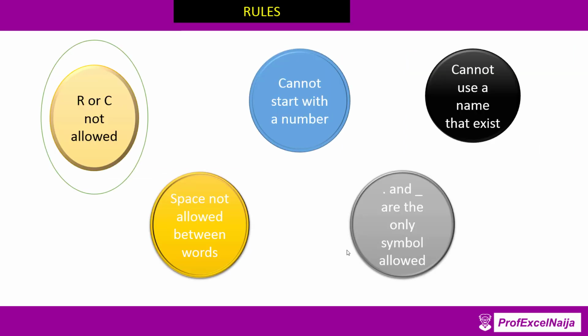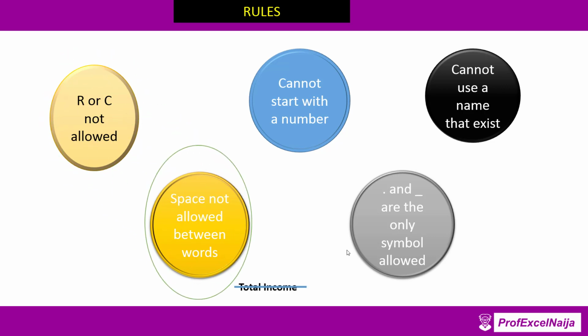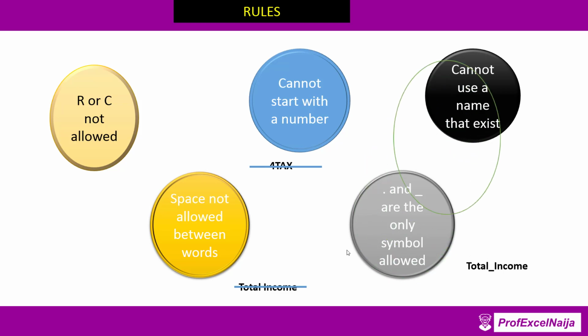The first rule says you cannot use R or C. Spaces are not allowed between words. You cannot start with a number. The only allowed symbols are the full stop or the underscore. You cannot use an existing name.